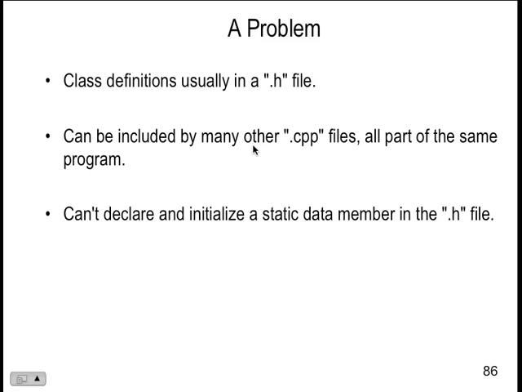So we have a problem. Class definitions usually have a .h file, as we've seen so far. We have iostream.h, stdio.h, a bunch of .h files that we use in programming in general. We have cdog.h, and all the classes that we create ourselves have a template kind of description or definition class. And then we can also include them in other C++ files. We can put as many .h files as we want in any program that we want.